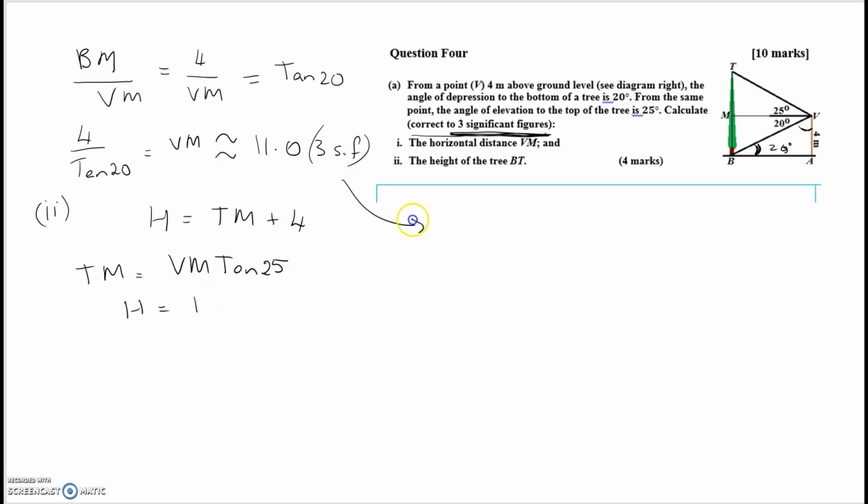It wasn't actually that, it was something like 10.9899. So the height is going to be that number times tan 25 plus the 4, and again 3 significant figures, 9.124 meters.